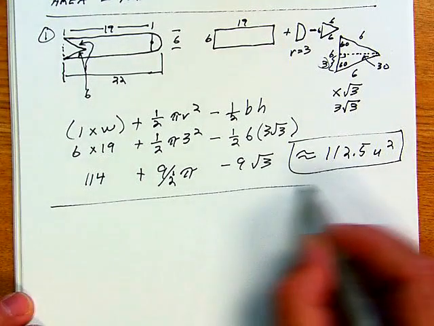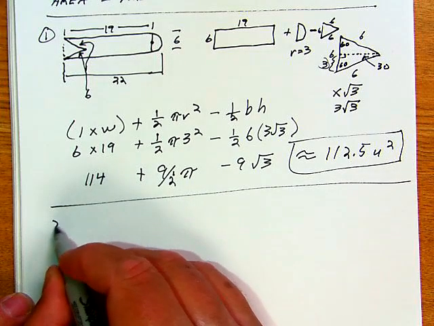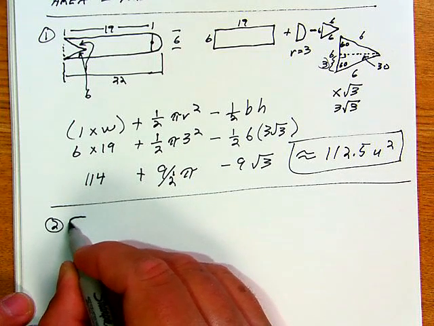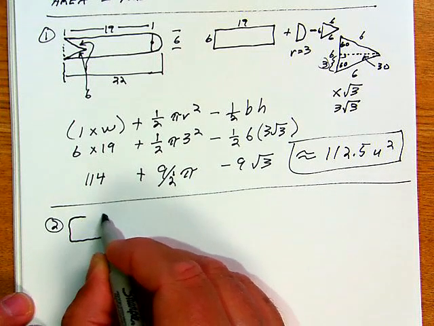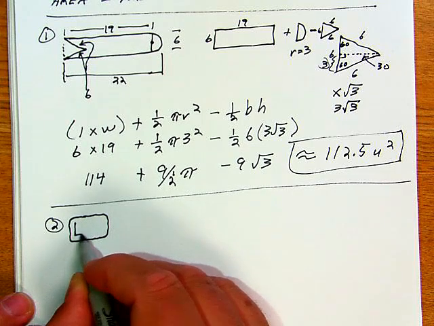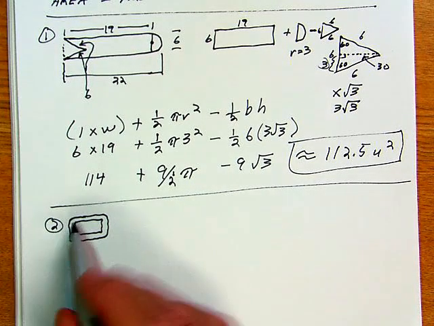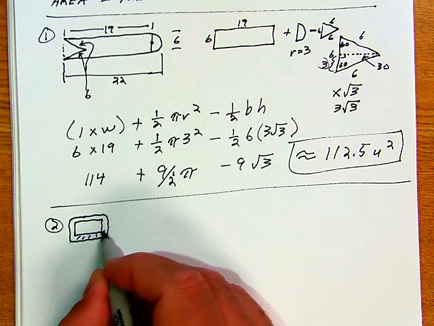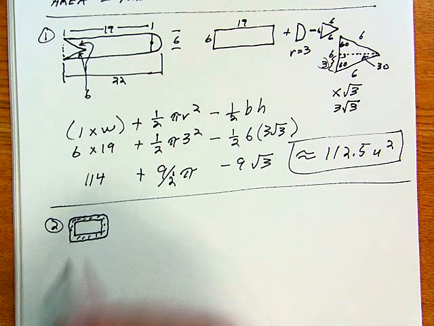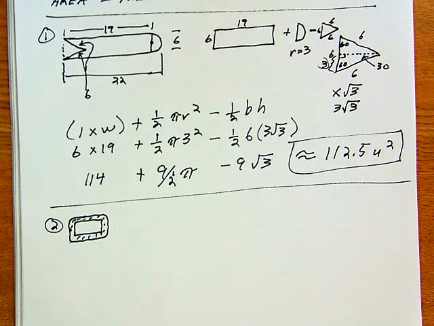All right, try number 2. In number 2, we're showing the top of a table where there's a rectangle inlaid in it, and they're trying to figure out the area of the wood around the outside. So what is the area of that wood around the outside?